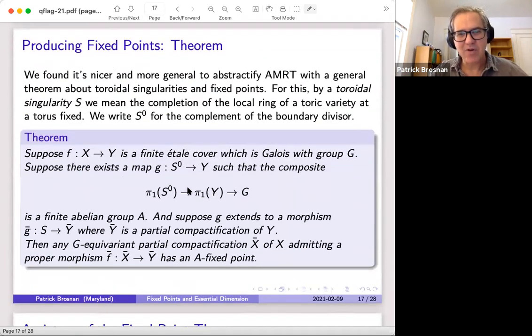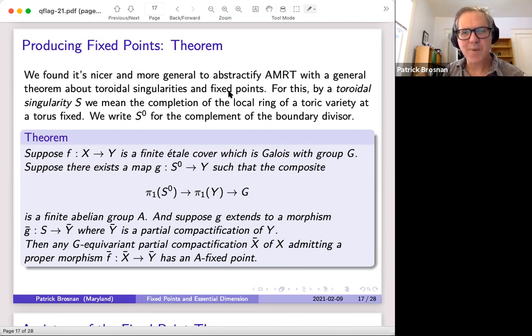But after writing two rough drafts of the paper, we found that it might be nicer and more general to abstract the toroidal compactification part of AMRT that we were using into a general theorem about toroidal singularities and fixed points. And that's helpful even in cases like that of MGN, who don't have a toroidal compactification, at least not in the language of AMRT, but you can apply the following fixed point theorem. So I want to explain that theorem.